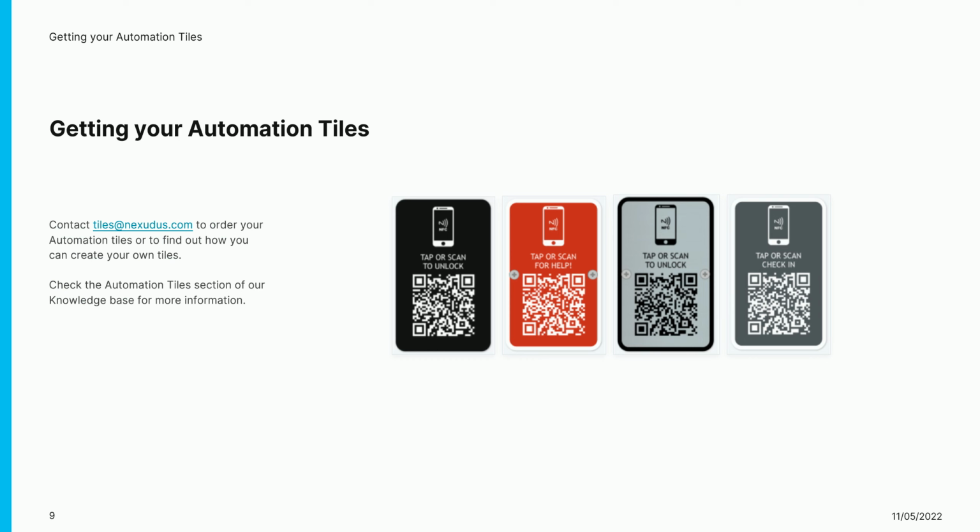So once you have your automation tiles set up in Nexudus, you will need to get the physical tiles to link with the tiles that you have created in your platform. You can order tiles directly from us by contacting tiles@nexudus.com. All you need to do is let us know how many physical tiles you need for each of the tiles that you've set up in Nexudus, as well as your preferred color options.